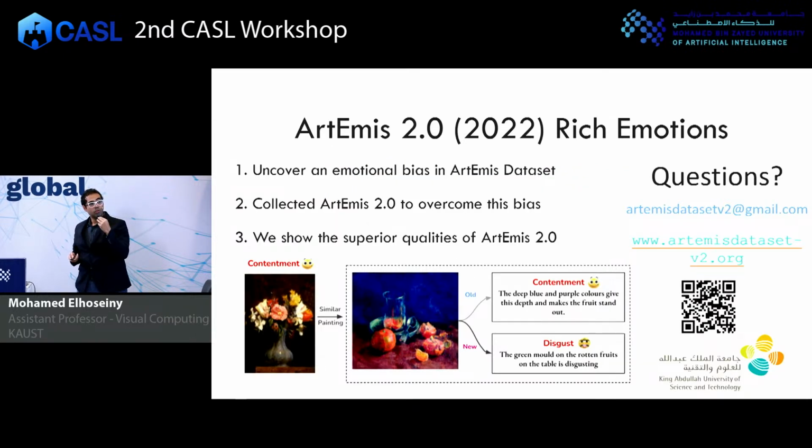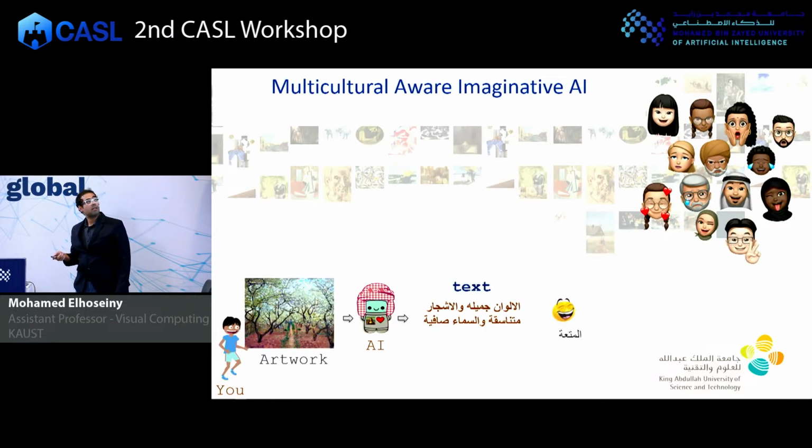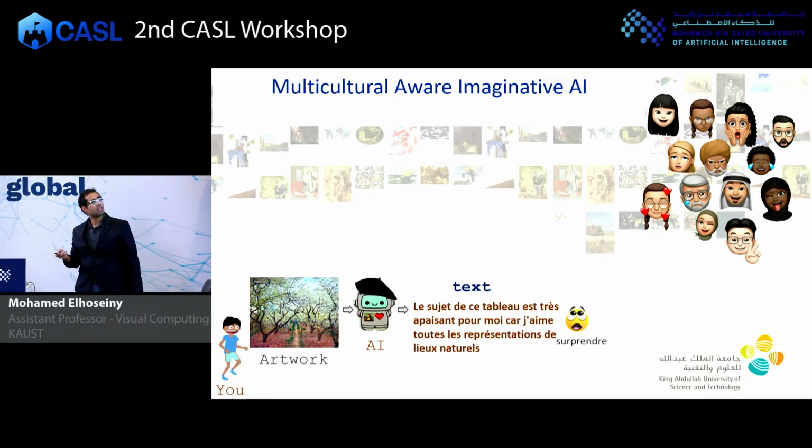So in CVPR 2022, we introduced an improvement on top of it, basically to balance the data set to include both positive and negative emotions. We found that there is emotional bias in the original data set. So we proposed a contrasted data collection approach that mitigates that bias. And a multicultural version. So in EMNLP last year, in December, we presented a data set that includes close to 500,000 Arabic captions.